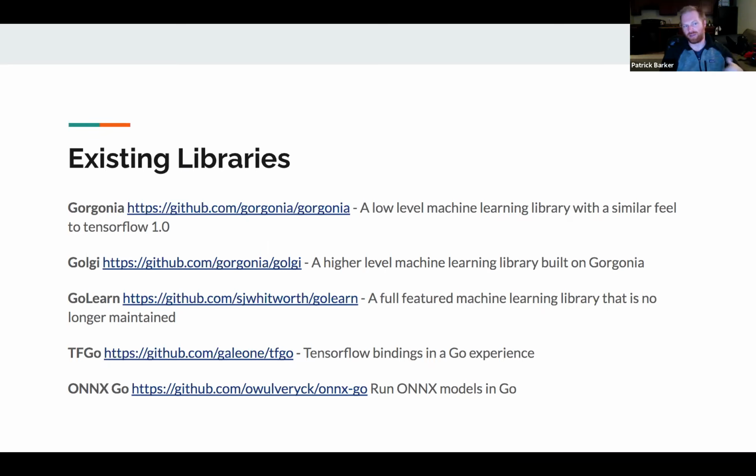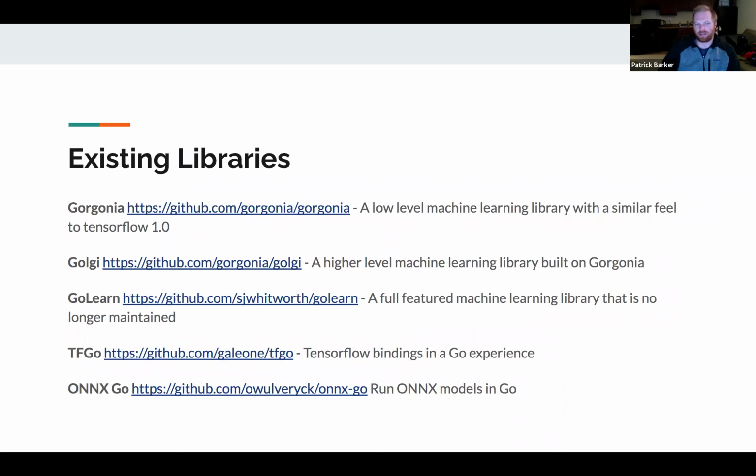There's a library called Golgi that's built on top of Gorgonia, and it's sort of a higher level machine learning library. Picking up a little bit of steam now. The original one was one called GoLearn, and it's a pretty full-featured machine learning library. It caught a lot of steam like 6-7 years ago, and then it kind of fizzled out. And since then, there's a couple people poking around at it, but it doesn't seem like it's really maintained anymore.